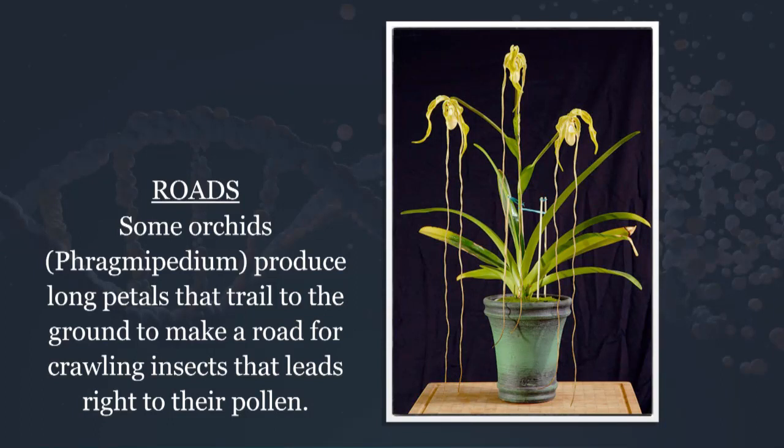There are also rods that some orchids have, and these phragmipediums, they produce long petals that trail to the ground so that an ant or some other crawling insect can just crawl right on up there, goes right to their pollen, they pick it up, carry it elsewhere.